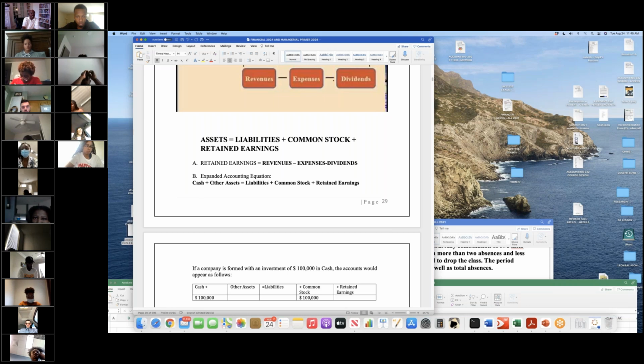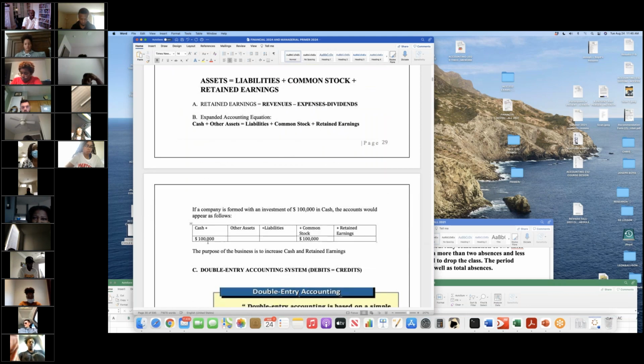Let's expand the equation a little bit: cash plus other assets equal liabilities plus common stock plus retained earnings. If we put $100,000 into a business, we will have evidence of that by the common stock. The purpose of a business is always to increase the cash through its earnings. So you start a company and you put cash in, you put $100,000 in. What other investors and banks are going to want to see is that you increased your cash through earnings. So always keep that in mind in terms of what we're trying to do.